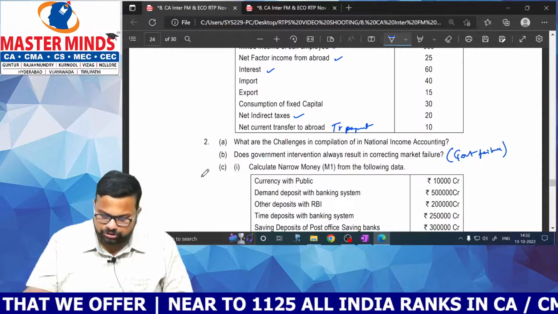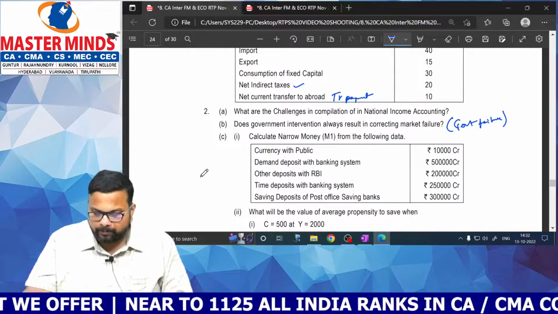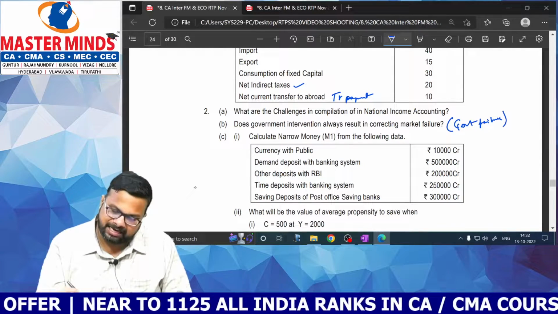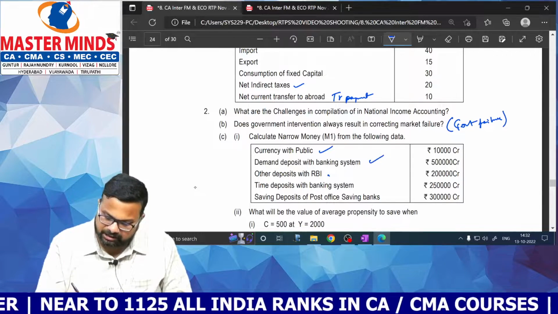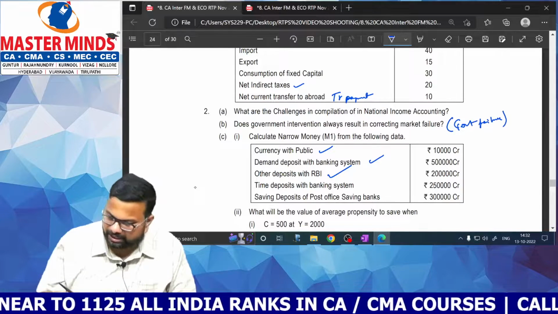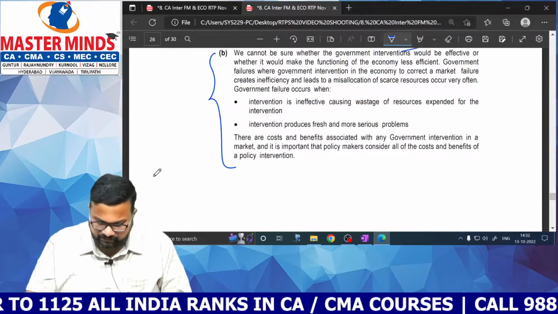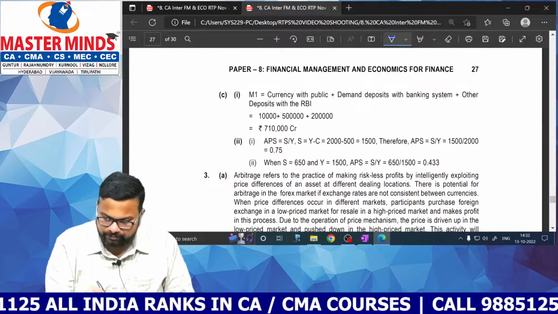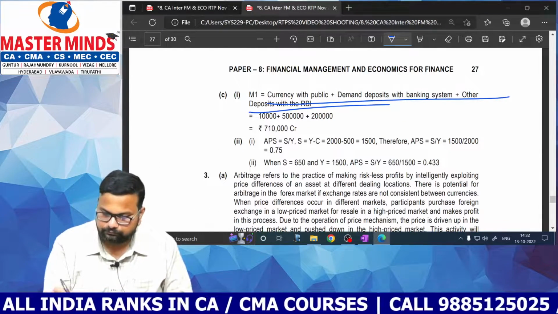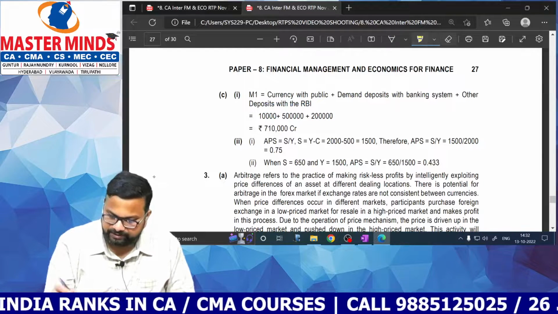Okay. Now 2C1. Calculate narrow money, nothing but M1. What is the formula for M1? Currency with public, demand deposits with banks, and other deposits with RBI. If you add these three, you will get M1. Let us see the answer given in the material. Same thing is given.